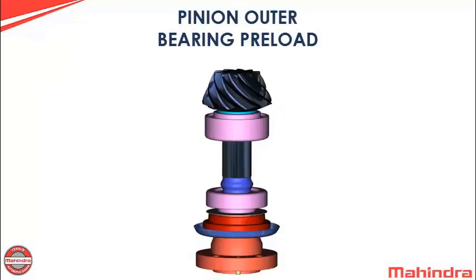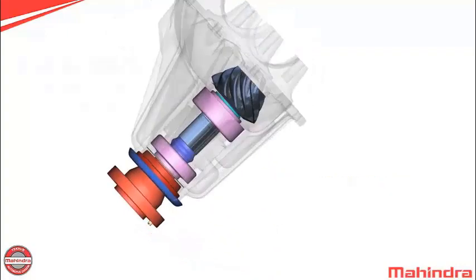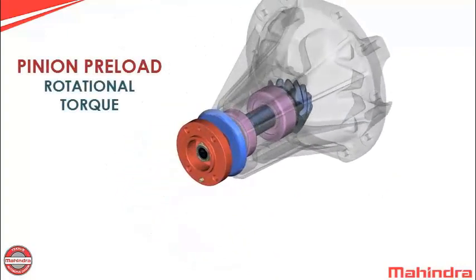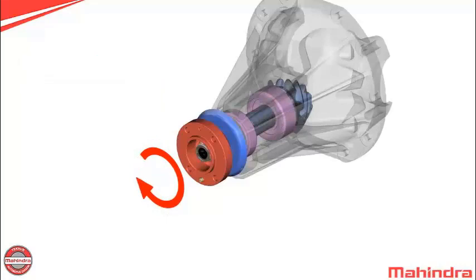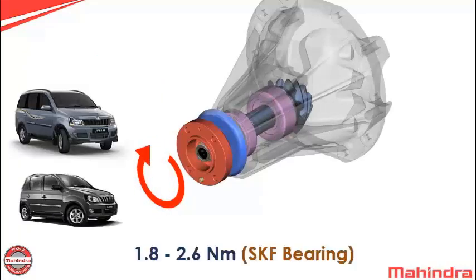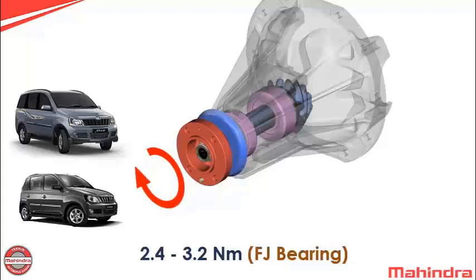Pinion outer bearing preload. To maintain the pinion outer bearing preload, collapsible spacer is used. The pinion preload is measured in terms of pinion rotational torque. Specification for the PTTR variant wise is as follows. For Xylo and Contro, 1.8 to 2.6 Nm for SKF bearing and 2.4 to 3.2 Nm for FJ bearing.